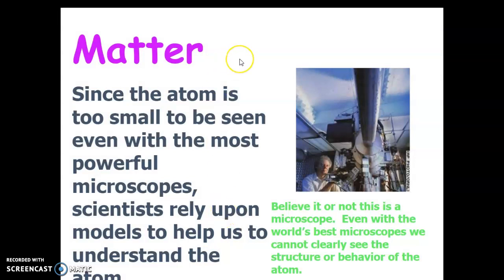Matter. Since the atom is too small to be seen even with the most powerful microscope, scientists rely upon models to help us to understand the atom. Believe it or not, this is a microscope. Even with the world's best microscopes, we can't clearly see the structure or the behavior of matter. We just rely on how things act around it to know what it is doing.